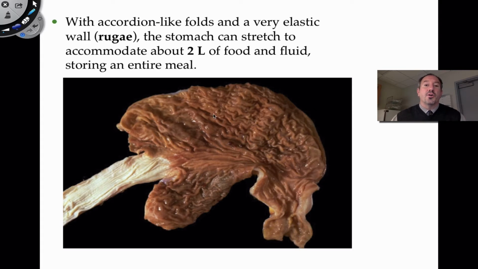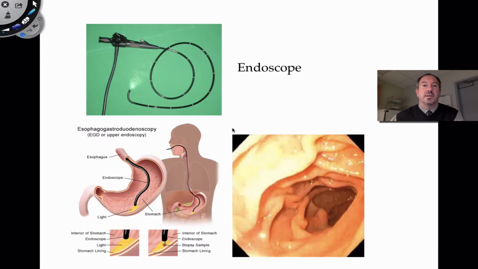And so these accordion-like, so foldy rugae are very elastic, and they can stretch to accommodate the stomach. If you were to fill the stomach up, it will expand, and it can expand to approximately 2 liters, which I think is quite significantly large. I don't know if any of us are really putting that much food and liquid into the stomach at any given time, but it's quite a lot.